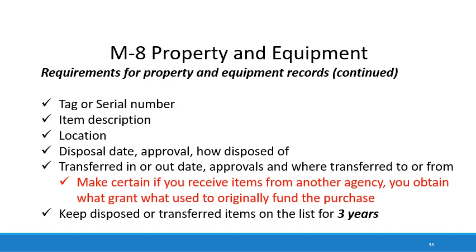The continuation of the items required for tracking of property and equipment are the tag or serial number, the item description, the location, the disposal date, the approval for the disposal, and how the item was disposed of, the transferred in or out date, and appropriate approvals, and where you transfer the item to or where you receive the item from. And make certain if you receive your items from another agency, you obtain what grant was used to originally fund the purchase. Keep disposed or transferred items on the list for at least 3 years.